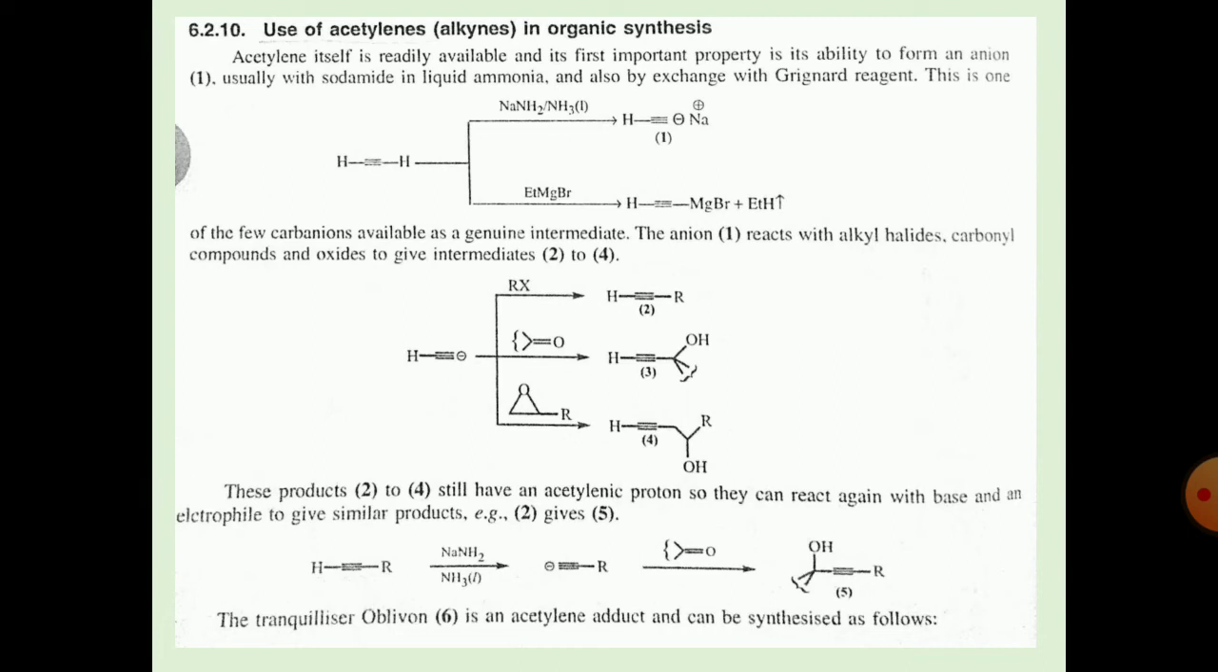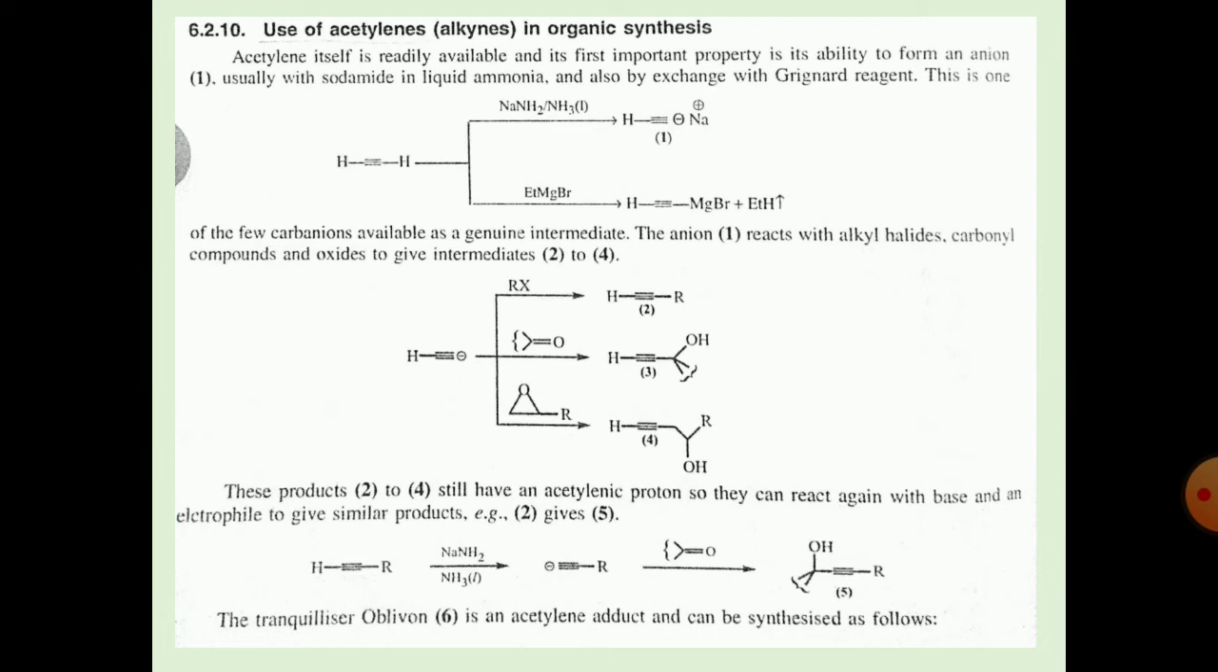So, this anion is reacted with an alkyl halide, RX, with the formation of this acetylene. Then this acetylene anion is reacted with a carbonyl group with the formation of this acetylene also, and then again the formation of the epoxide. These are the different ways of forming the acetylenic molecule.